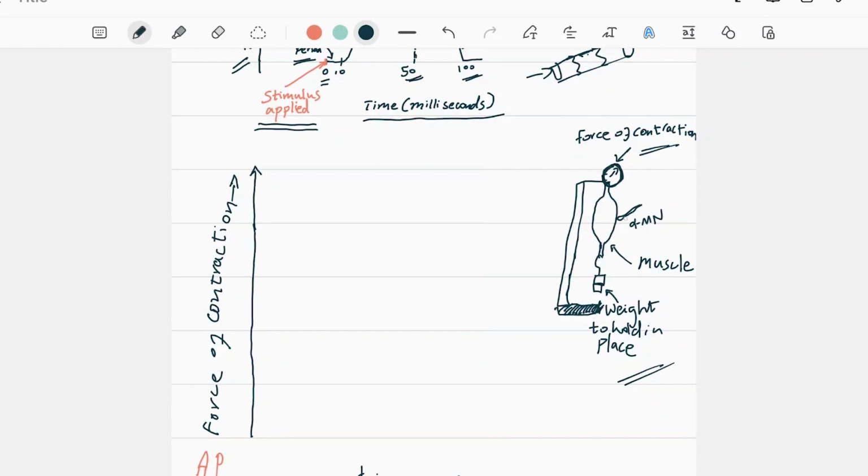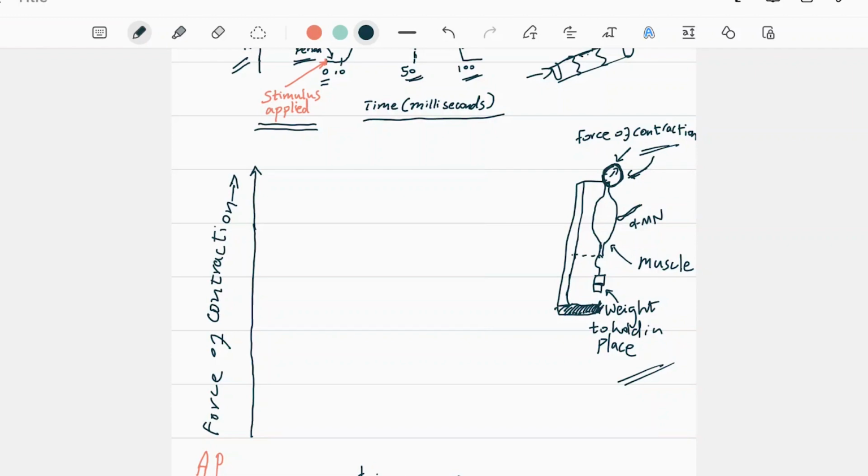So we take the alpha motor neuron and we take the muscle over here, and we have the machine that measures the force of contraction, and down over here we have weights that hold this muscle in place, or we can even pin it to some sort of a board and not let it move. So any contraction will cause the force to be transmitted to this machine, and it is going to pick up the amount of force of contraction.